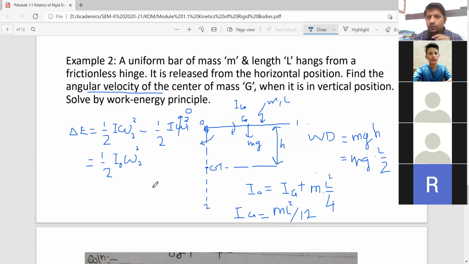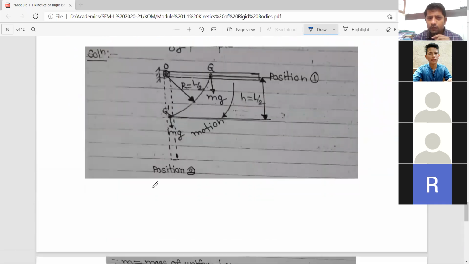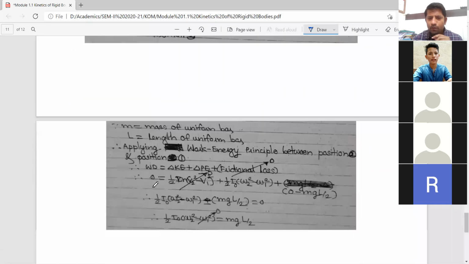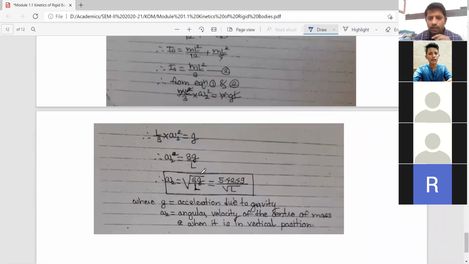Sir, root of 29.43 by L. Something root by L. Root of 3g, correct. 3g means 3 into 9.81, by root L. So if you solve this 3g, the answer is 5.4249, and the unit you write is radian per second.